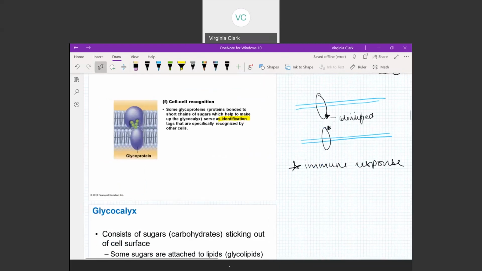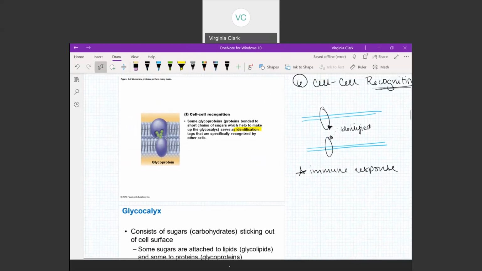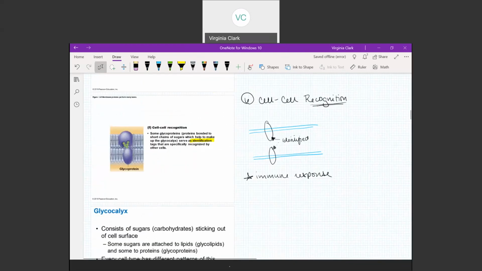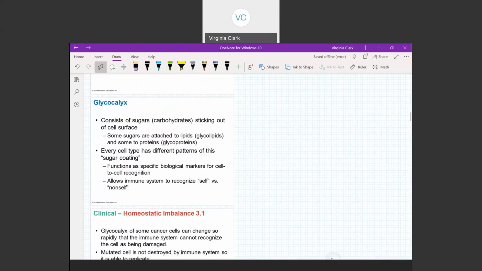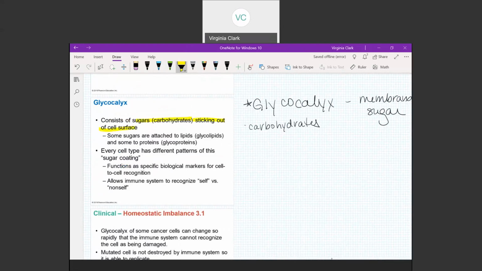Okay, so that was membrane proteins. We did membrane lipids, and then this glycocalyx is your membrane sticky carbohydrates. So this is going to be your membrane sugar. So these 3 things make up the foundation of your plasma membrane. These are made up of carbohydrates that stick on the outside of the plasma membrane. So they will stick out onto the cell.